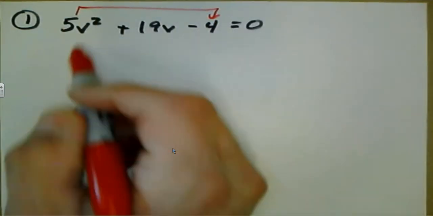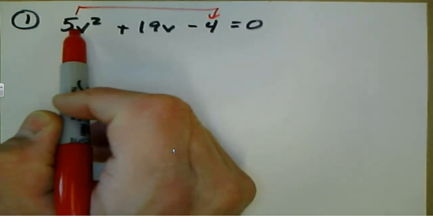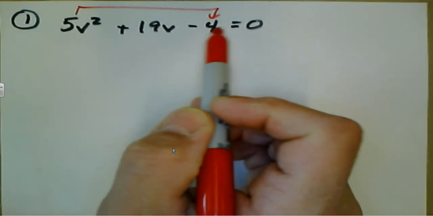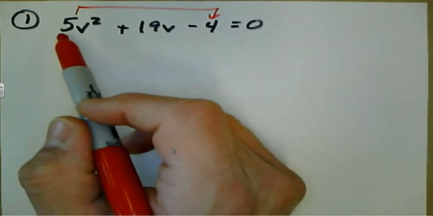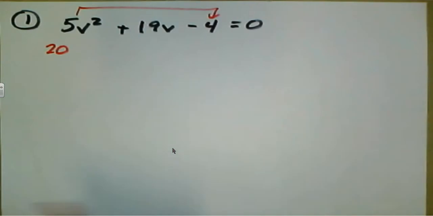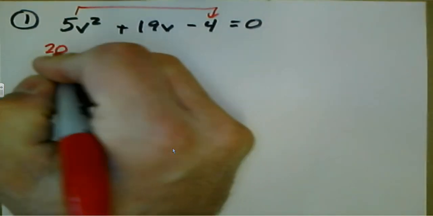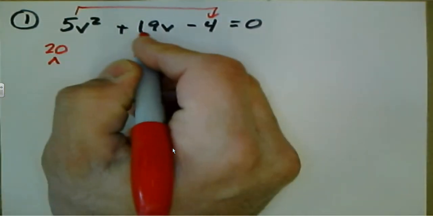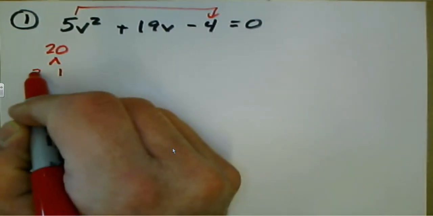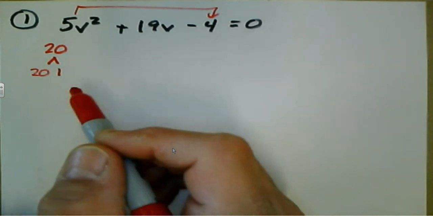So what we're going to do is take the first term, which is the v squared term, and multiply it by the third term, which is the c term. It doesn't have a variable. So 5 times negative 4 is negative 20, but we're just going to use 20, its absolute value. And then we need to make numbers that are going to make 19 our number here. So 20 divided by 1 is 20, and we can get 19, but we need to check that.